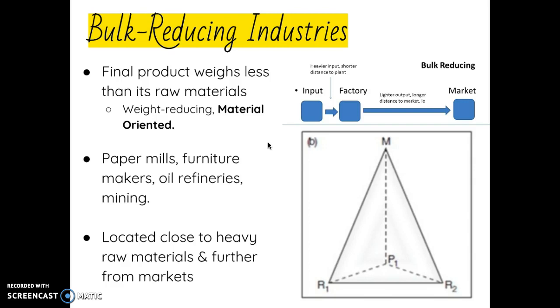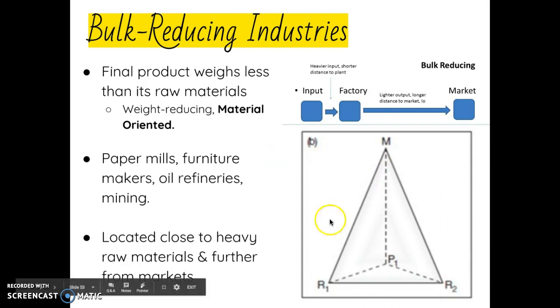Okay, the next thing that Weber mentioned was bulk reducing industries. So a bulk reducing industry is an industry in which the input weighs more than the final product. So to minimize transportation, you want to locate the industry near the source of inputs. Okay, and so let's talk through that. The final product weighs less than its raw materials.